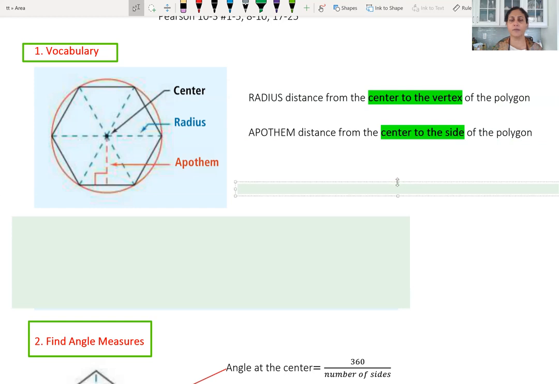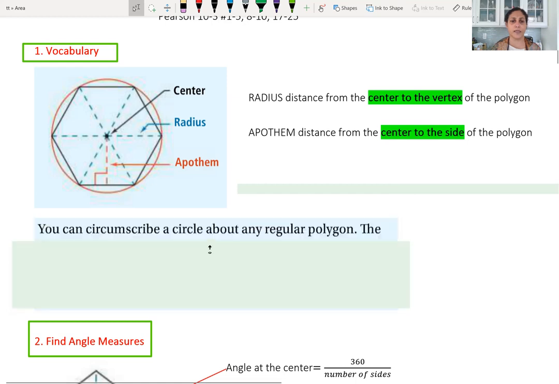So these are definitions you should know. Radius is the center to the vertex and apothem is the center to the side. And because this is a regular polygon, everything is the same. Each of the radii is obviously going to be the same. The apothem is going to be the same. The angles and the line segments, they are always going to be the same in a regular polygon.